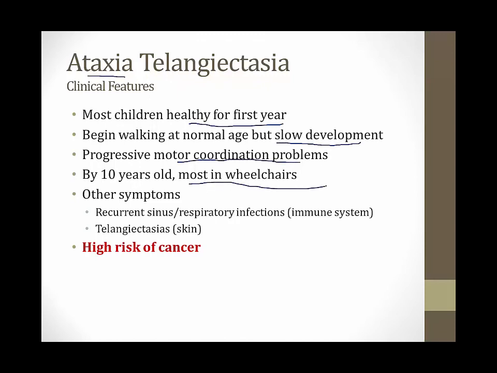They have other symptoms related to the fact that DNA repair mechanisms are abnormal in other cells besides the central nervous system. For example, they develop recurrent sinus and respiratory infections. That's because immune system cells are accumulating DNA damage. In addition, they develop telangiectasias on their skin because skin cells are accumulating DNA damage. And importantly, there's a very high risk of cancer, and once again, this is because DNA damage occurs in cells which are exposed to ionizing radiation, and therefore cancer often results.